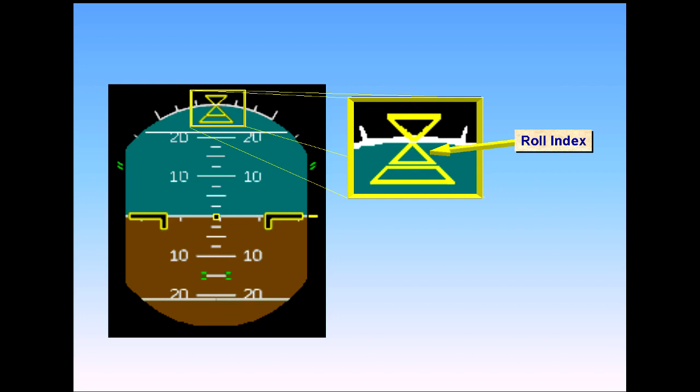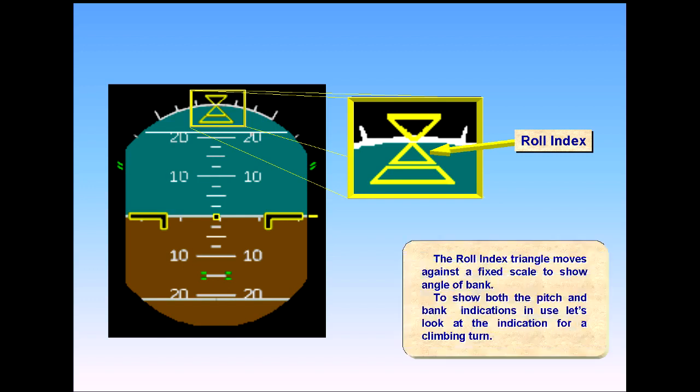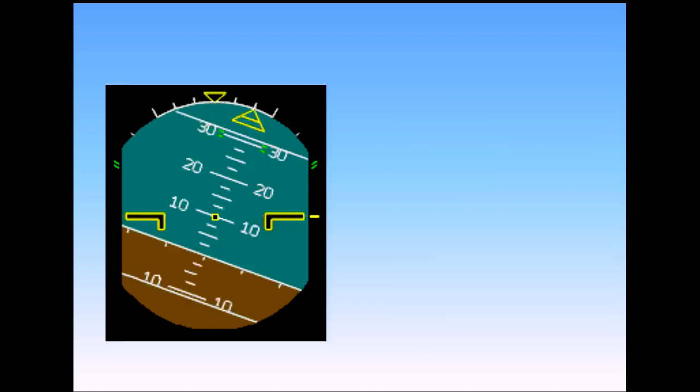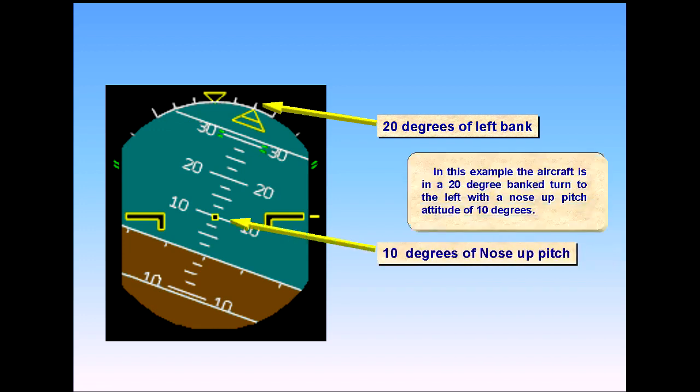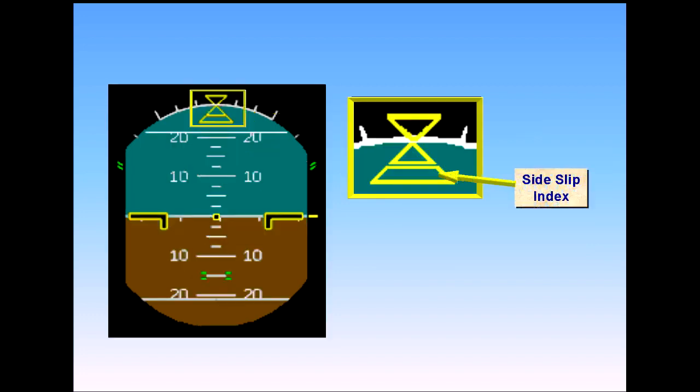To show both the pitch and bank indications in use, let's look at the indication for a climbing turn. In this example, the aircraft is in a 20-degree bank turn to the left with the nose-up pitch attitude of 10 degrees. Below the roll index is the side slip index. This index moves to indicate side slip and replaces the old-fashioned slip ball.